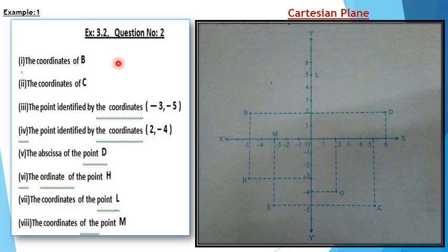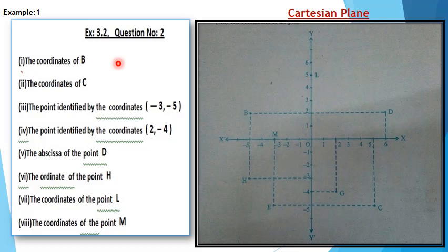Let us read the question, children. The first one, we have to find the coordinates of B. Second one, the coordinates of C. Third one, the point identified by the coordinates -3, -5. Fourth one, the point identified by the coordinates 2, -4.